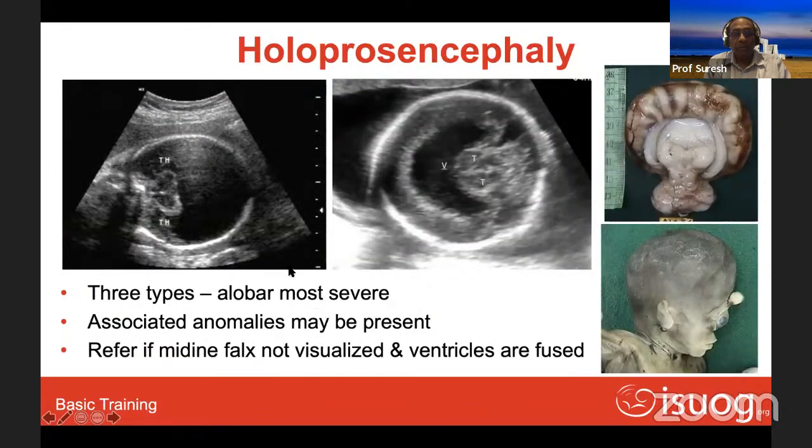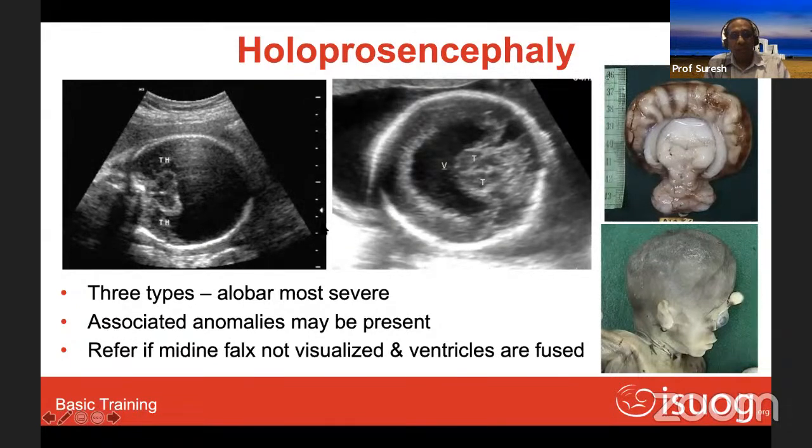Now, when you don't see the midline falx, both ventricles are fused with each other, and a single ventricle is what is seen. You can see that's a single ventricle here. This is holoprosencephaly, and there are three types: alobar, lobar, and semi-lobar.